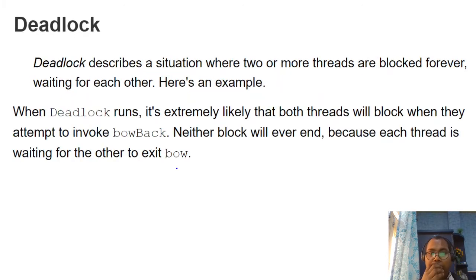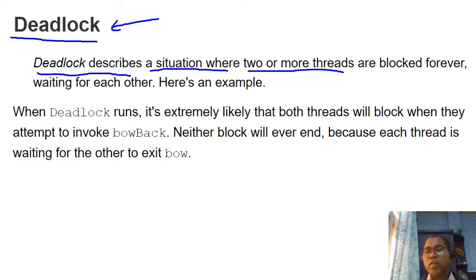So let's discuss the first one, deadlock. This is a very common problem. Each and every developer should know its meaning, but you have to be aware of when deadlock happens in your code as well as in this situation. Deadlock describes a situation where two or more threads are blocked forever, waiting for each other.